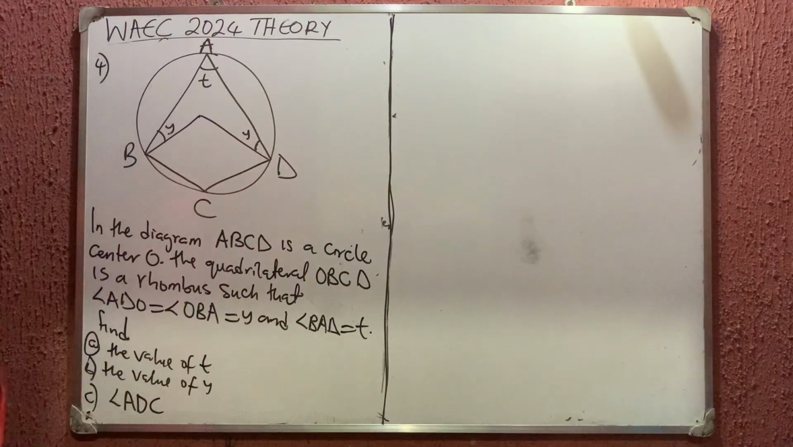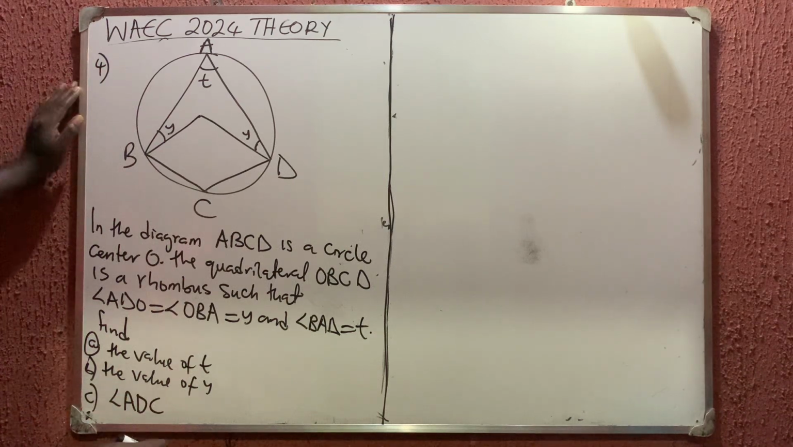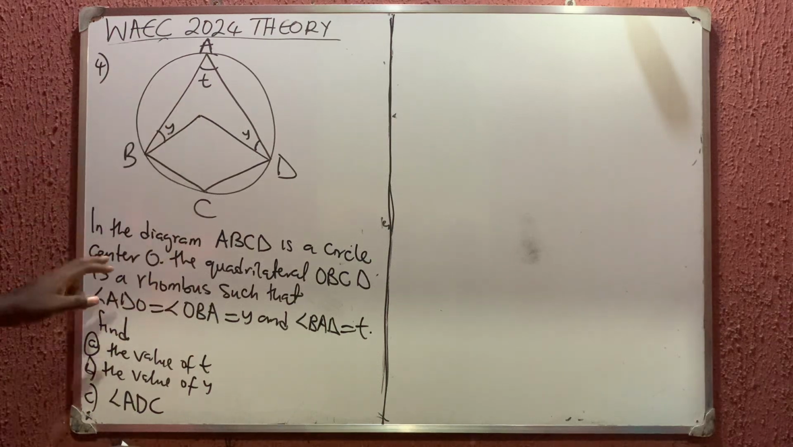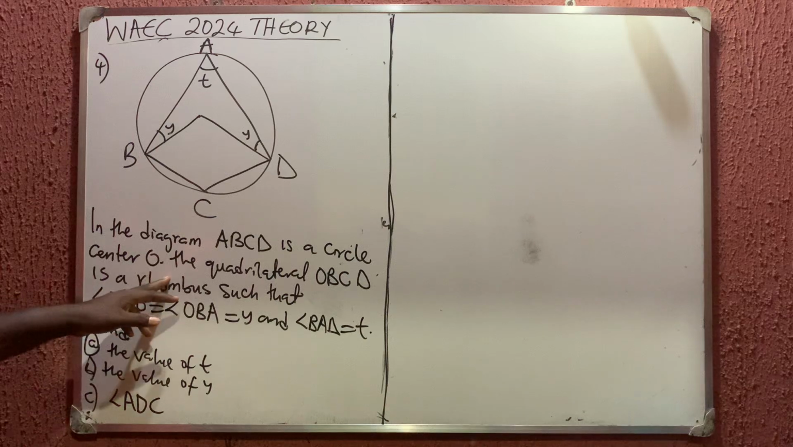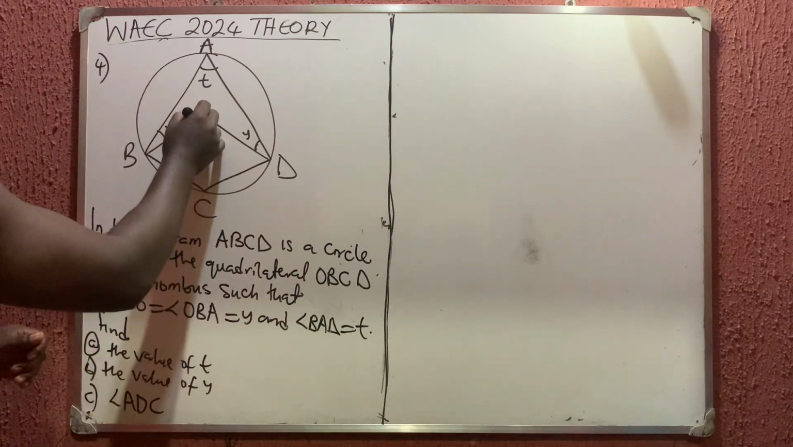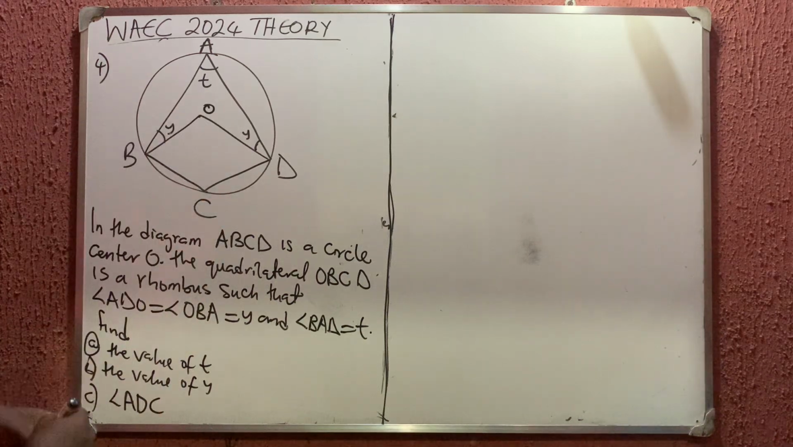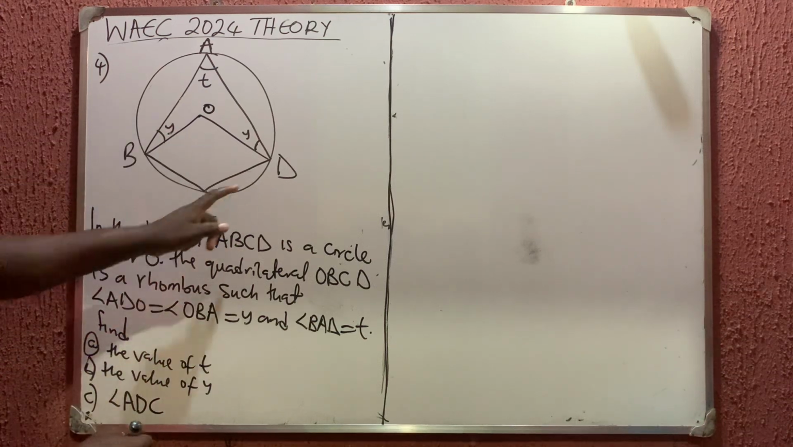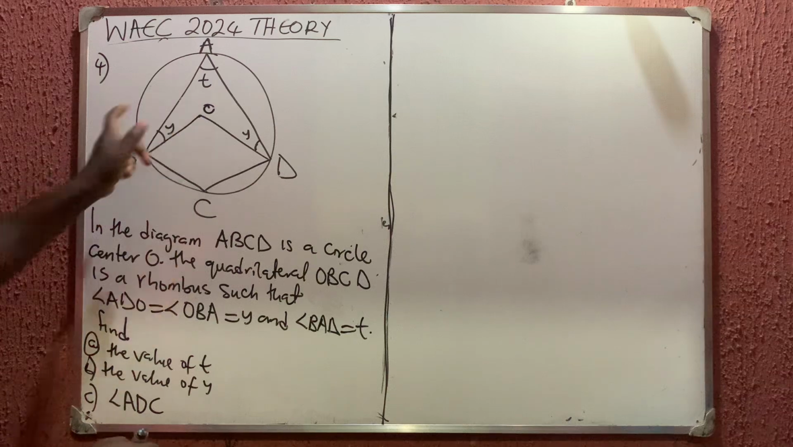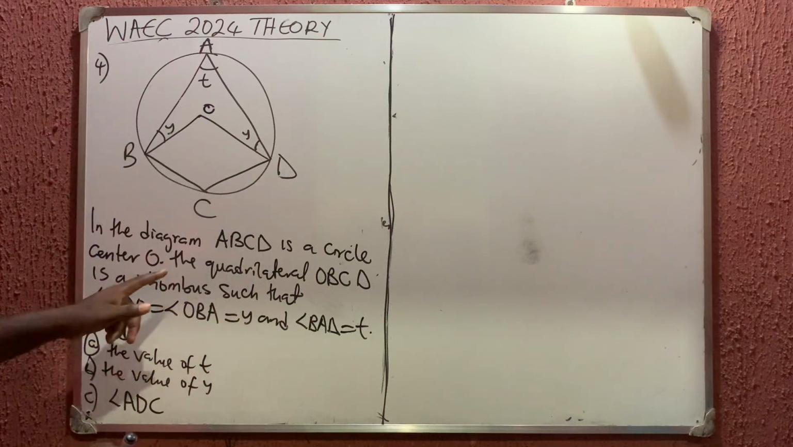In this video, we are asked to solve this simple math problem. This is WAEC theory question, 2024 theory question number 4. They gave us this diagram and said that ABCD is a circle centered at O. So this is centered at O. And then they say that the quadrilateral OBCD is a rhombus.